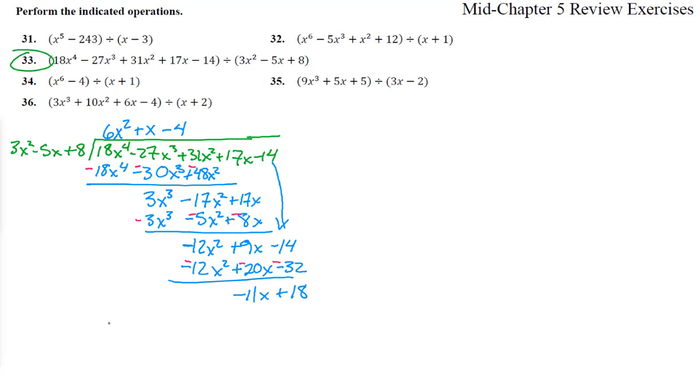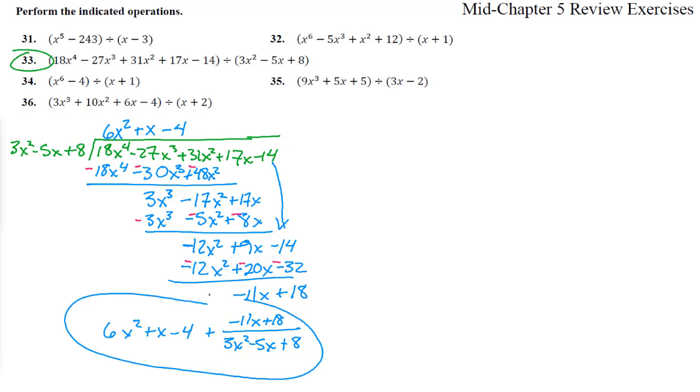So we would write out the answer as 6x squared plus x minus 4 plus a negative 11x plus 18, all over what we were dividing by, 3x squared minus 5x plus 8. Woo! That's huge. That is a huge looking problem there, and fraught with opportunities to mess up. All right, number 34. Let's do number 34 out here.